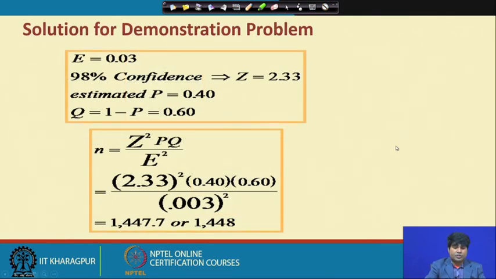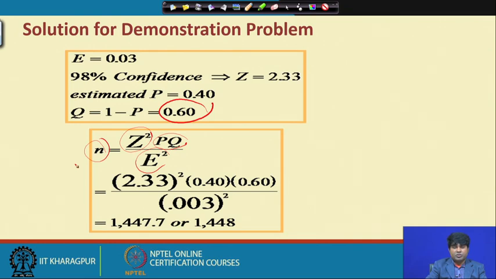Okay. So, let us say the bias is 0.03 and we are fixing a 98% confidence interval, and for that interval z is 2.33 and p is 0.40, and by default q equals 1 minus p, which comes to 0.60. And now, having the z figure, the e figure and the p, q figures, very easily you can predict the estimated sample size. In this case the sample size will be 1448, right.